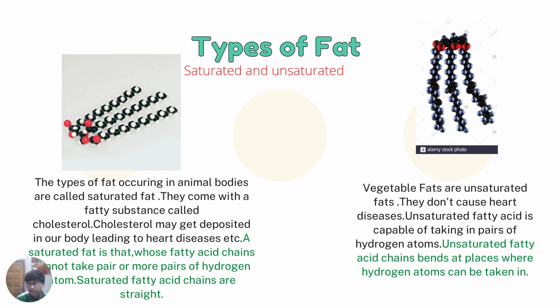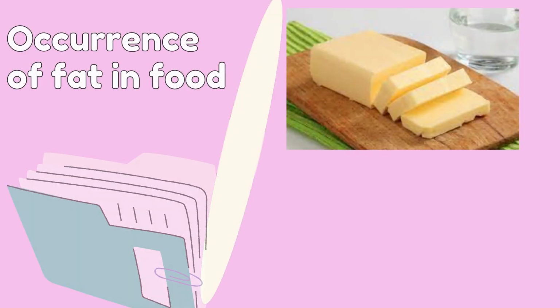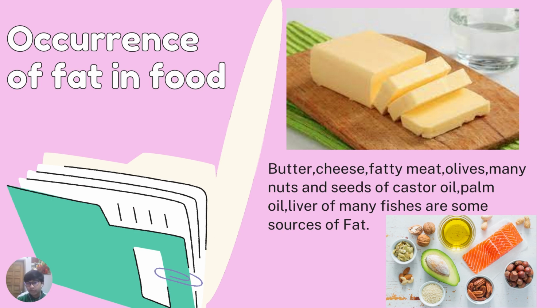Now, vegetable fats are unsaturated fats. They don't cause any heart diseases and there is no cholesterol tagging along with them. An unsaturated fatty acid chain is capable of taking in pairs of hydrogen atoms. Unsaturated fatty acid chains bend at places where hydrogen atoms can be taken in. Now, the foods in which the fat nutrient occurs include butter, cheese, fatty meat, olives, many nuts and seeds, castor oil, palm oil, liver of many fishes, etc.